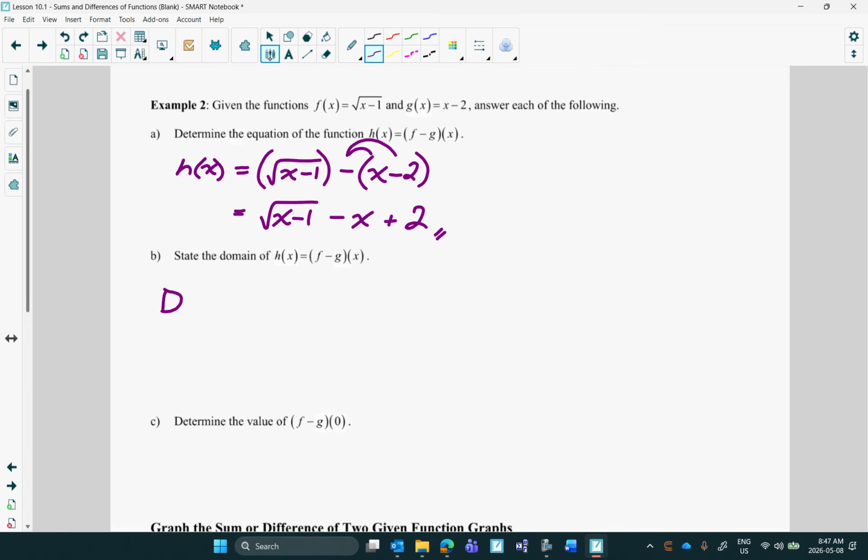What about the domain if we combine them by subtraction? Well, we have to find the domain of each one. What kind of shape is root x minus 1? Right, it's this, right? What's the domain of that? Whatever the point is to infinity. Yes. So remember, if it's root x, it starts at 0 and goes to infinity. But this starts 1 to the right. So it goes 1 to infinity.